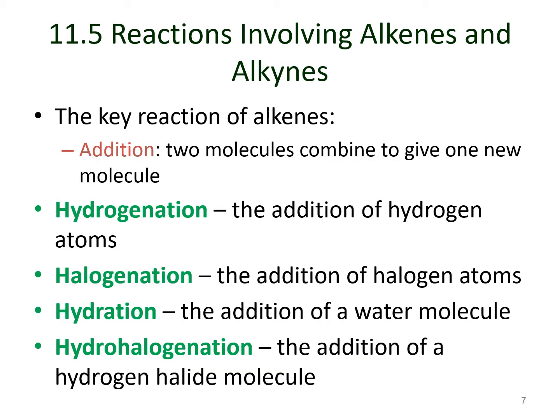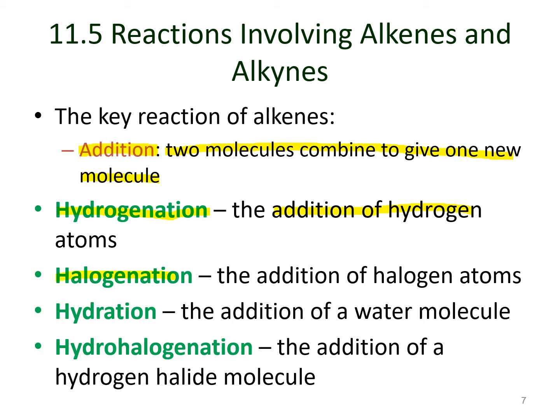Next are reactions involving alkenes and alkynes, and the key reactions of these alkenes and alkynes are addition reactions. We saw the basic classification of reactions. Addition reactions are when two molecules combine to give a new molecule. Such reactions are called addition reactions. So they are the key reactions that involve these alkenes and alkynes. Which types of additions are there? One is hydrogenation, and as the name suggests, it is going to be the addition of hydrogen atoms.